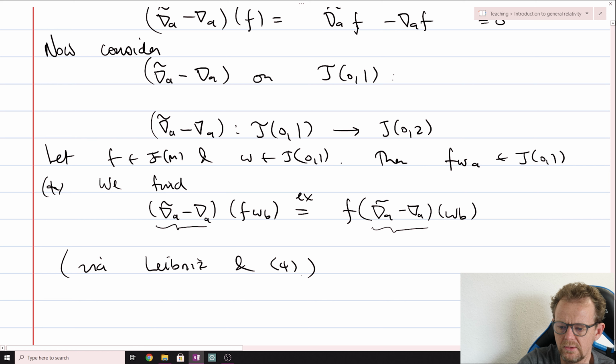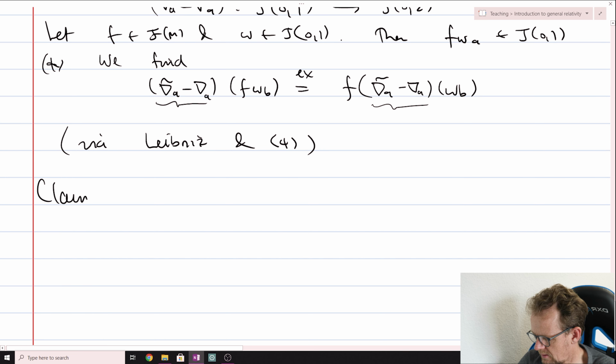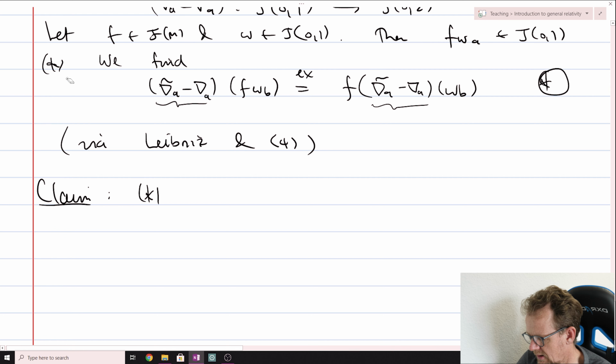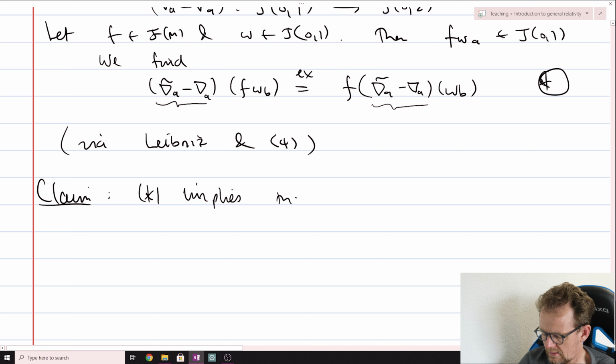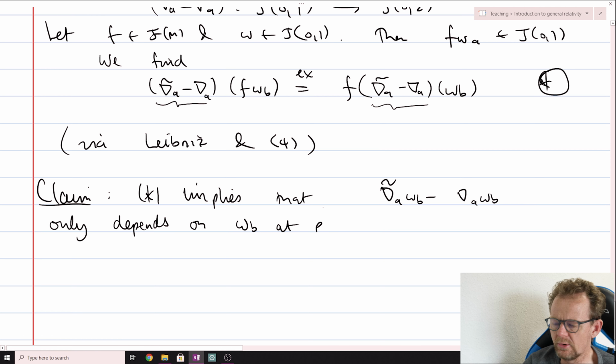Now that turns out to be an extraordinarily restrictive condition on the behavior of the difference of these two derivative operators. And in fact, we're going to learn that this completely determines their difference except at the point P itself. So this condition star that I've highlighted here implies that delta A twiddle on omega B minus delta A on omega B only depends on the dual vector at P itself and nowhere else, not even on the neighborhood around the point P.